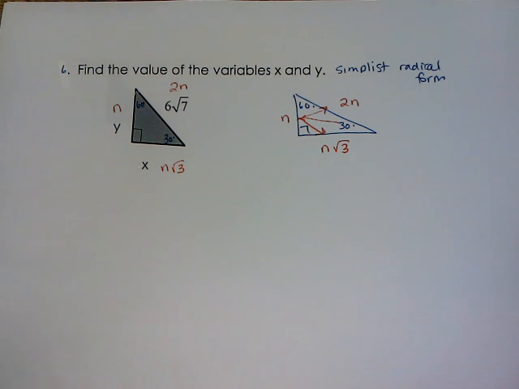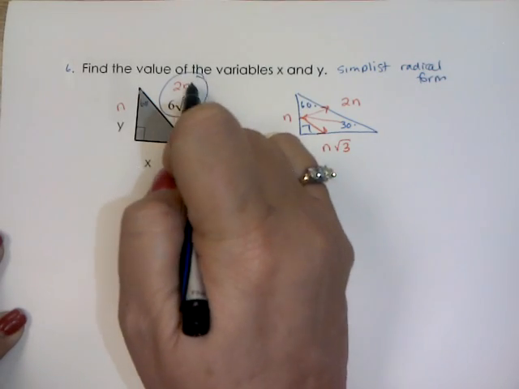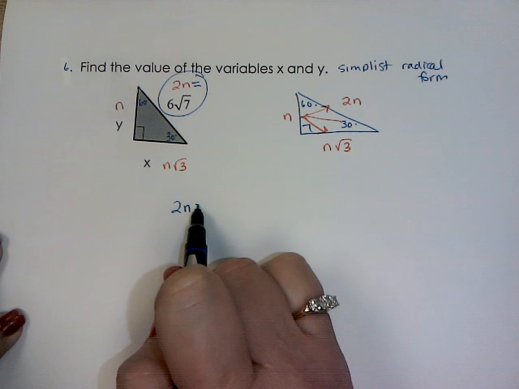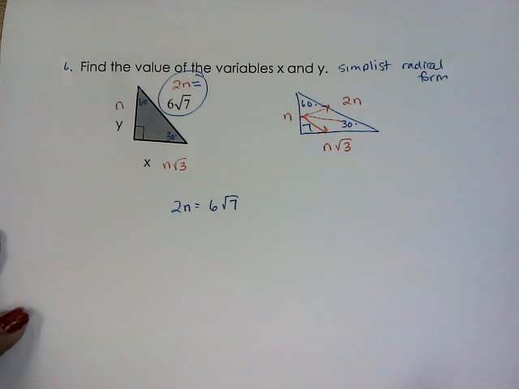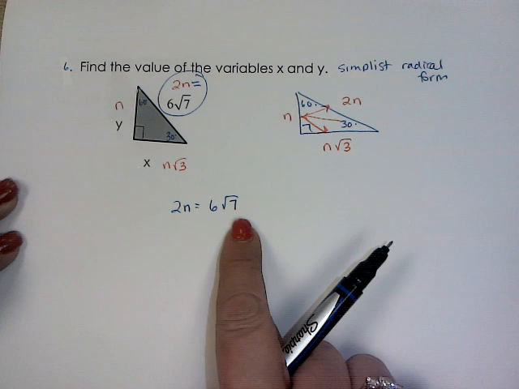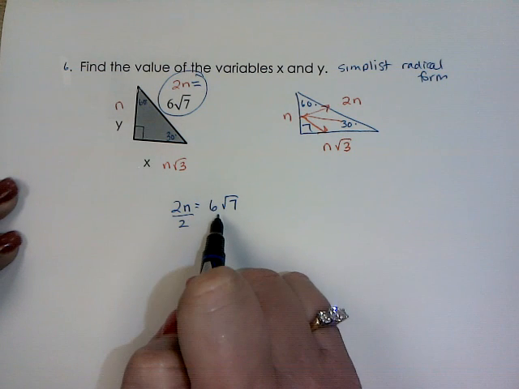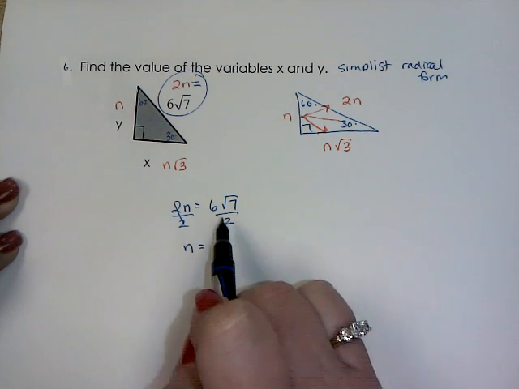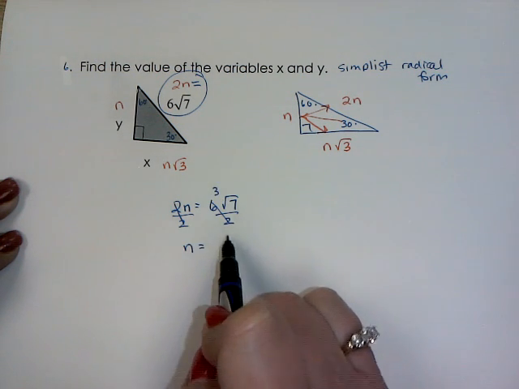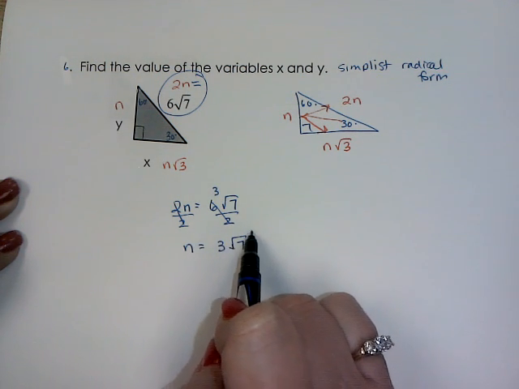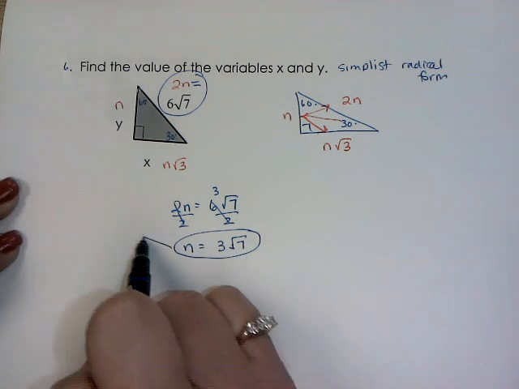So now I want to find out what N is so I can find out what X and Y are. The first thing I'm going to do is set my relationship equal to the side. So 2N equals 6 square roots of 7. I've got to pull out what half of that is so I can work with it. So if 2N equals 6 square roots of 7, I'm going to divide by 2. Numbers divide, so I end up with 3 square roots of 7 is what N equals. That's my driver, N.